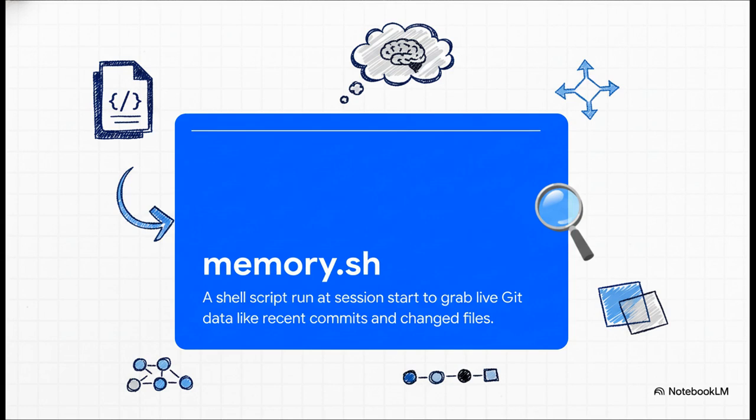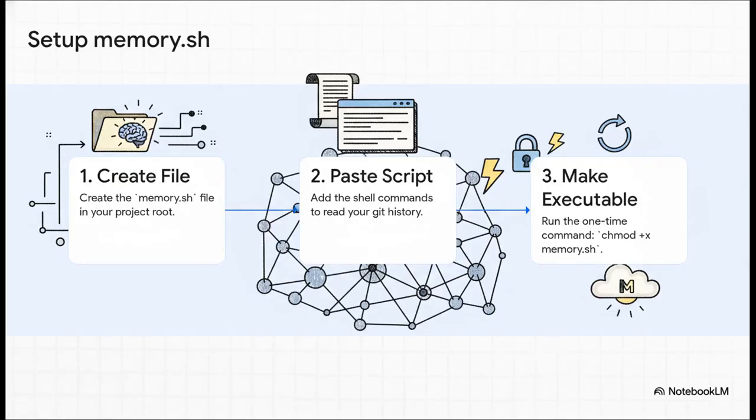It's just a simple little shell script that you run right before you start talking to Claude. It pings Git for info, like your current branch, your most recent commits, which files have changed, and it bundles all that up into a nice little text block you can just paste right into your prompt. And getting this set up is ridiculously easy. Seriously. You create the file, you paste in the script from the guide, and then you run one single command, chmod +x memory.sh, to make it executable. You only have to do that once, ever.